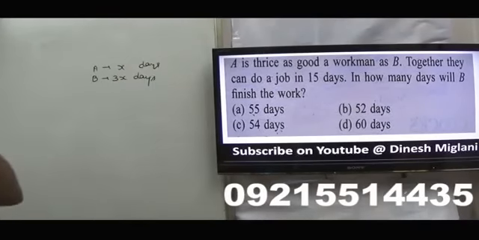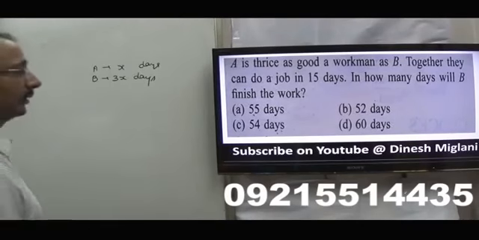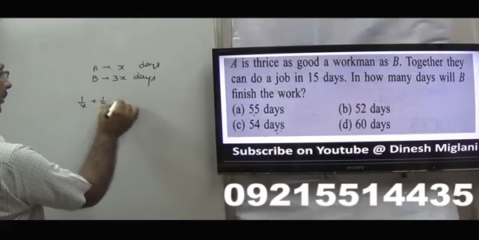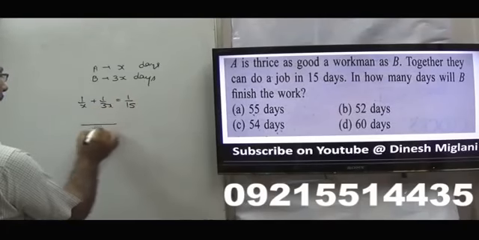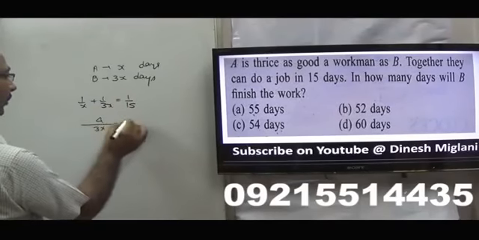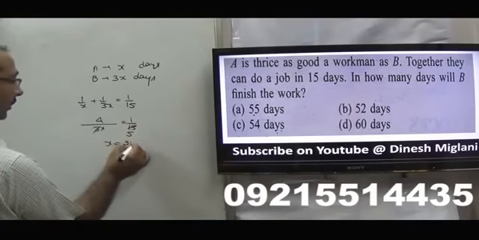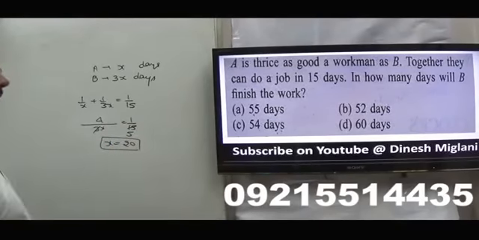So the more efficient one takes less time. Together they take 15 days. It means 1 by x plus 1 by 3x equals 1 by 15. The LCM would be 3x. You may say 4 by 3x equals 1 by 15. 3 will go on 5. So you may say x equals 20. It means how much time does B take to do the work? 3 into 20, 60 days. Here I can say the answer to my question is D, that is 60 days.